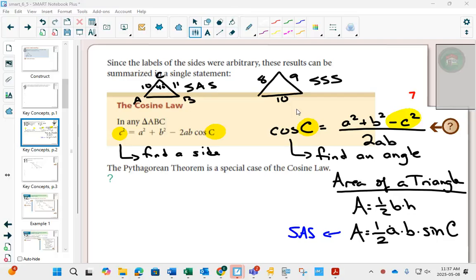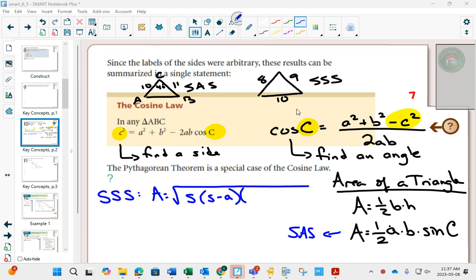And finally, the only thing that we can't find the area for is when we have the side, side, side. And so I'm going to introduce you to a new formula for the side, side, side, and it looks like this. And it's on your formula sheet as well. And S in this formula is called the semi-perimeter. If you added up all 3 sides, A plus B plus C, you would get the perimeter of a triangle. The semi-perimeter is just taking it and dividing it by 2.